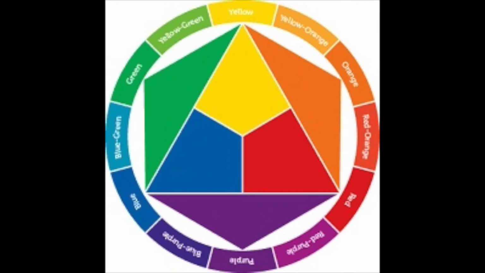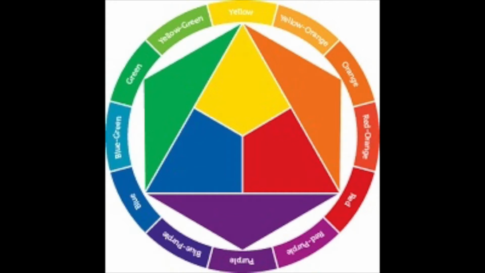Now, if we look at the screen, it goes in rainbow color order. Starting with red, which in this scenario is on the bottom right-hand side, we go red, red-orange, orange, yellow-orange, yellow, yellow-green, green, blue-green, blue, blue-purple, purple, red-purple.